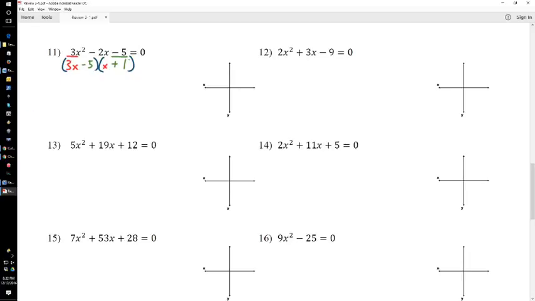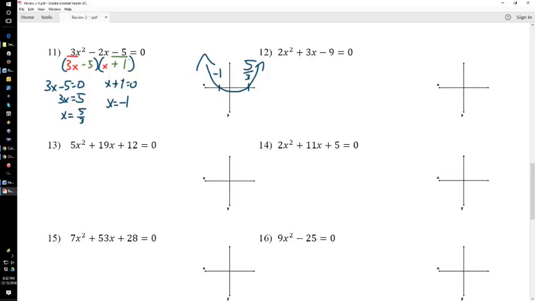So here we go. From here, we solve just like we did earlier. Take the part in parentheses, set it equal to 0. So 3x minus 5 equals 0. Move the sign over, 3x equals 5. Divide by 3, x equals 5/3. x plus 1 equals 0. So x equals -1. And we'll graph it just like we did before. We got -1 and 5/3. Just like that. Okay? Easy peasy chicken greasy.